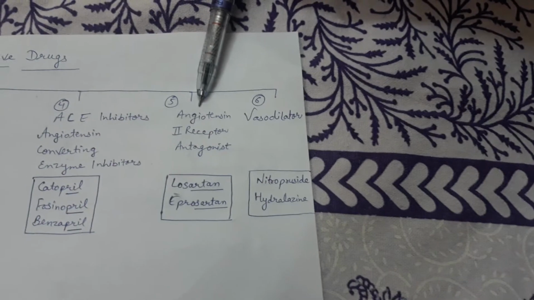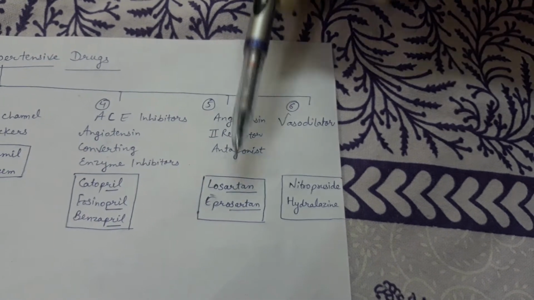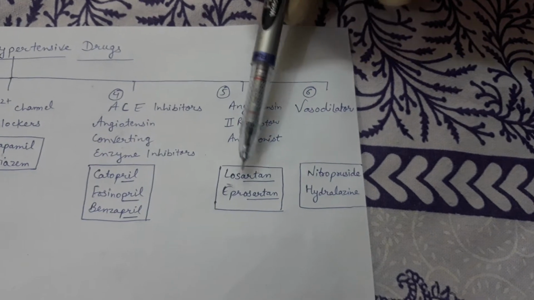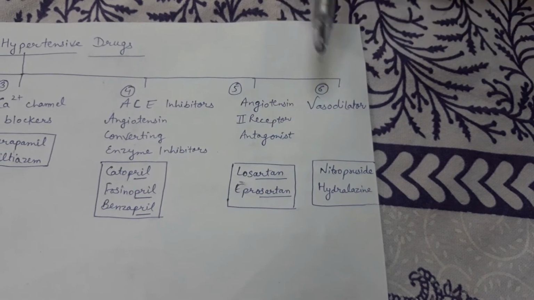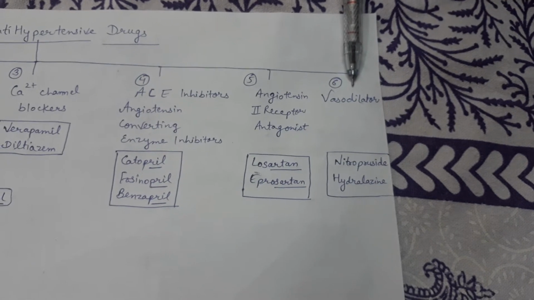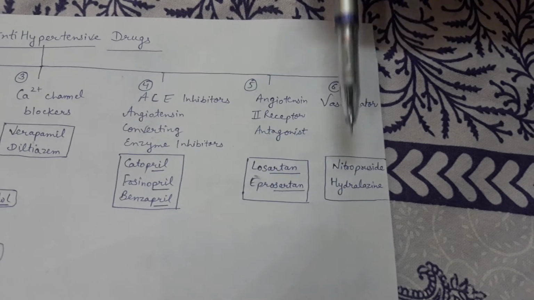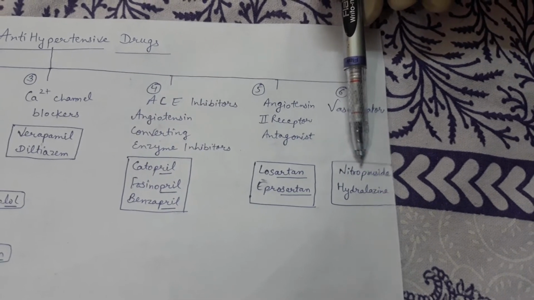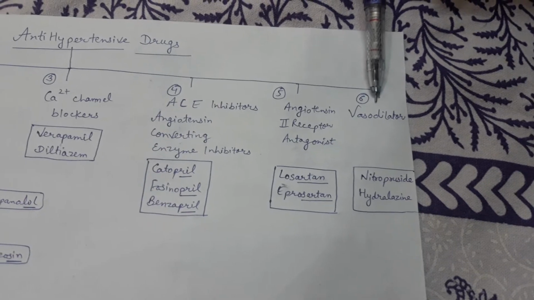The fifth class is angiotensin 2 receptor antagonists. Examples are losartan and eprosartan. Suffix is sartan. Now the sixth important class is vasodilators, which dilate the blood vessels. Examples are nitroprusside and hydralazine. This is a separate class and is discussed in the vasodilators topic.